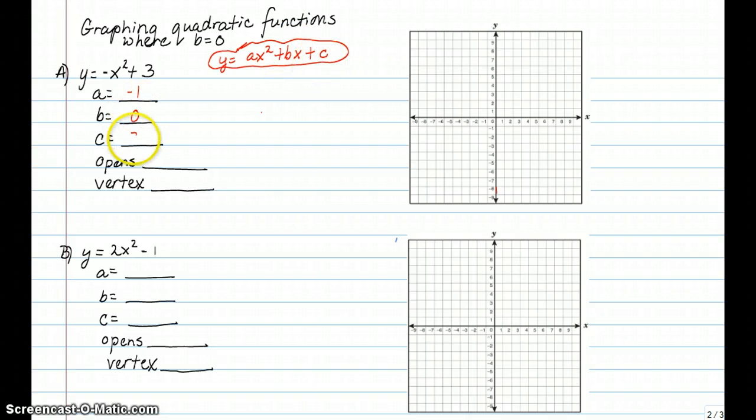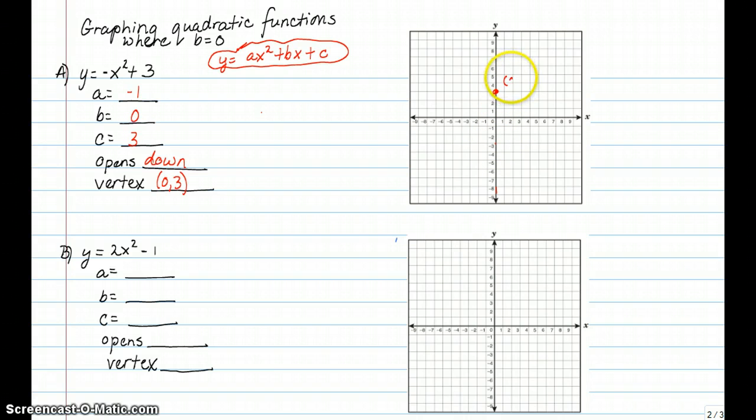And c is 3. It's going to open up, or open down, excuse me, because the A value is negative. And its vertex, when B is 0, the vertex will always be the C value. So the vertex is going to be 0, 3, because it's always going to be the C value. Let's plot that.